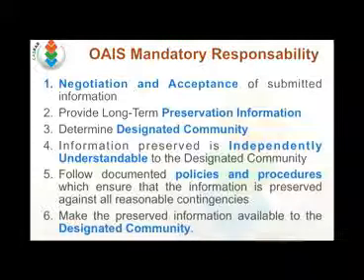And still, we can see the mandatory responsibility of an OAIS archive: the negotiation and acceptance of submitted information to provide long-term preservation information, determine the designated community, and the information preserved need to be independently understandable to the designated community without having information from the providers. We have to follow documented policies and procedures which ensure that the information is preserved against all reasonable contingencies, and finally make the preserved information available to the designated community.